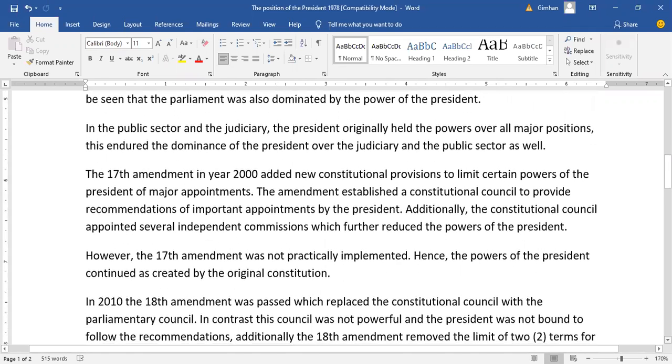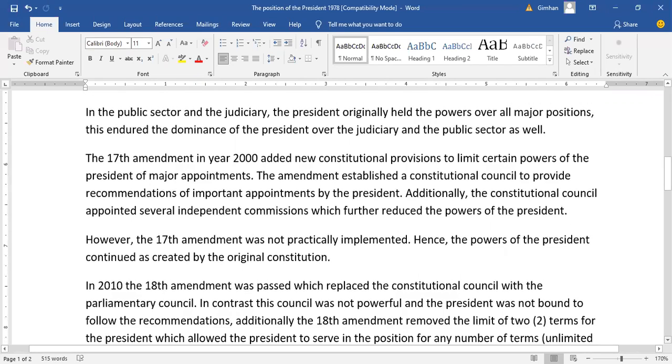In the public sector and the judiciary, the president originally held the powers over all major positions. This ensured the dominance of the president over the judiciary and the public sector as well, right? Now, the original powers of the president mentioned that the president could appoint all the top positions, which includes the chief justice and all the judges of the Supreme Court, the president of the appeal court, all the judges of the appeal court as well, right?